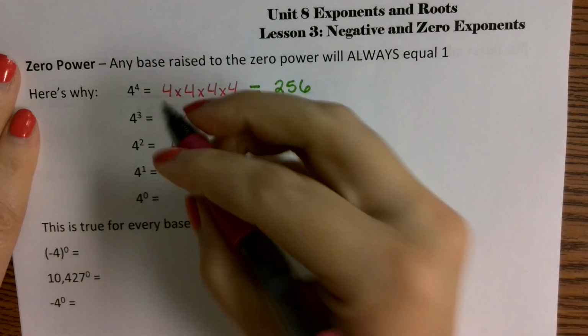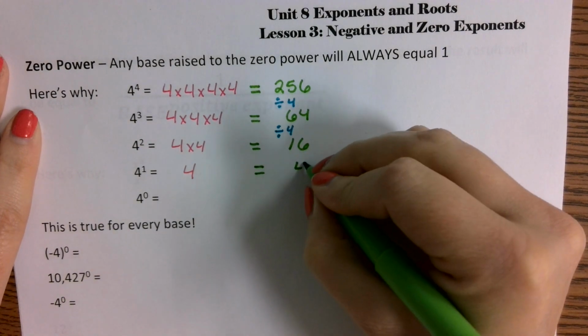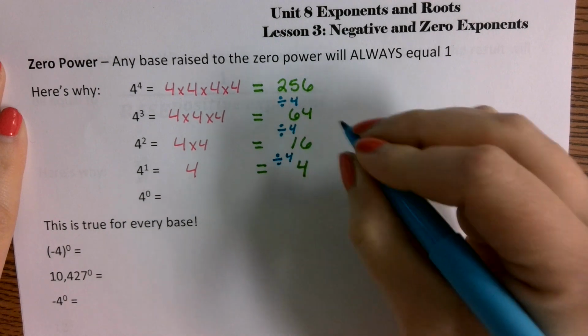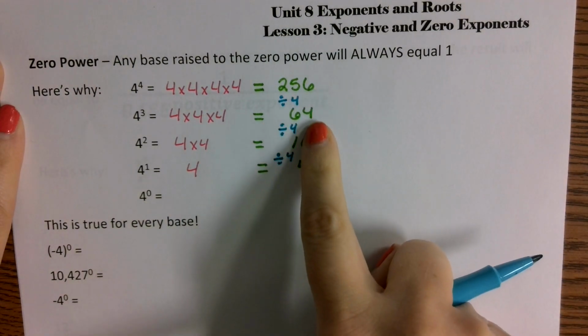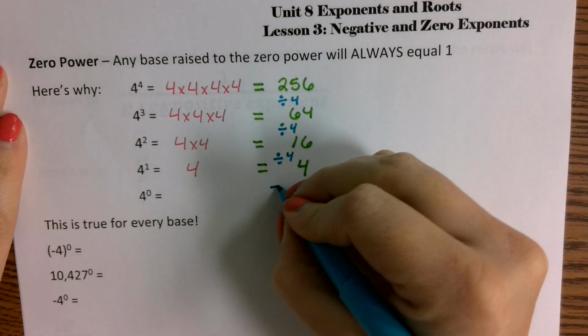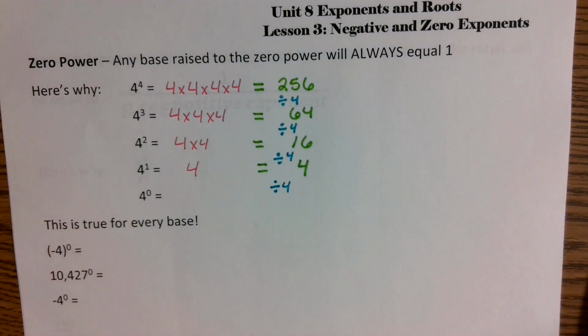Now 4 to the 1st power is just going to equal 4. Again, it's almost like I'm dividing by 4 to get down to 4. So when I go to 4 to the 0 power, if I see this pattern, I'm consistently dividing by 4, aren't I? So if I take 4 and divide it by 4, what does 4 divided by 4 equal? 1, not 0. Those of you who say 0, 4 divided by 4 is not 0. 4 divided by 4 is 1.